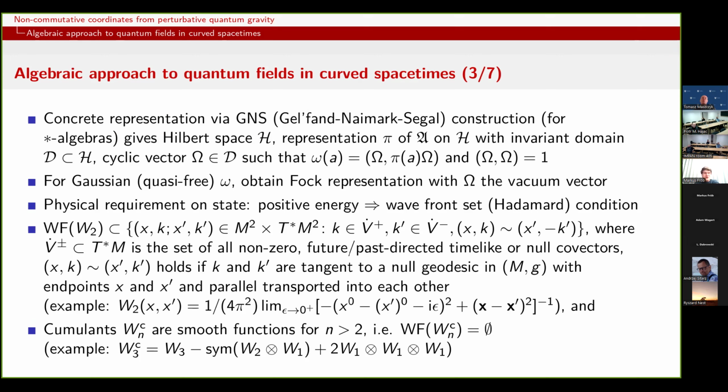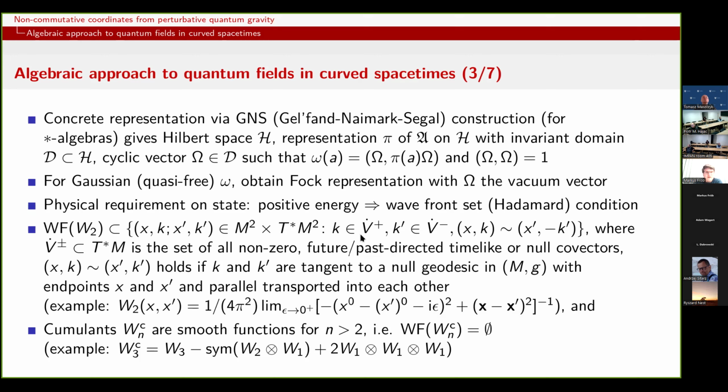Another condition that now needs to be put on the state is the so-called positive energy condition, which translates into a condition on the wavefront set of the n-point functions, which is also known as a Hadamard condition. And I've given you here the condition explicitly for the two-point function. So the wavefront set of the two-point function needs to be contained in this expression. These are elements (x, k), x in the manifold, k in the tangent space.